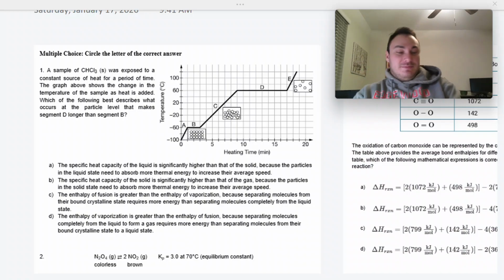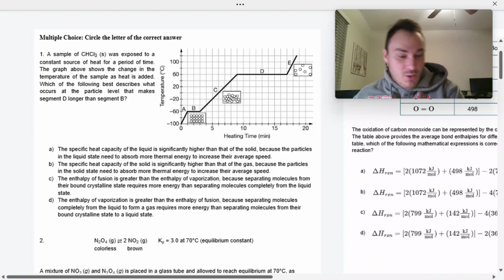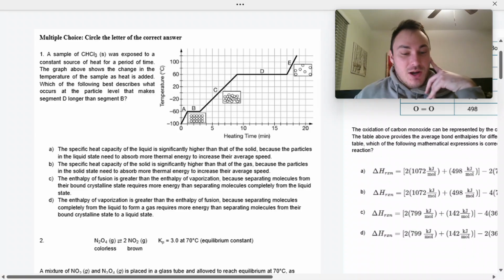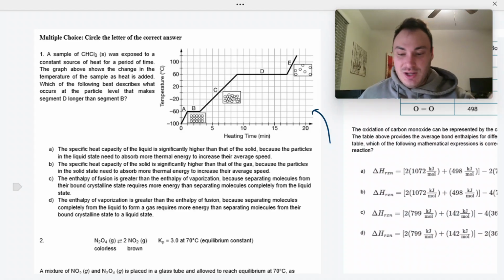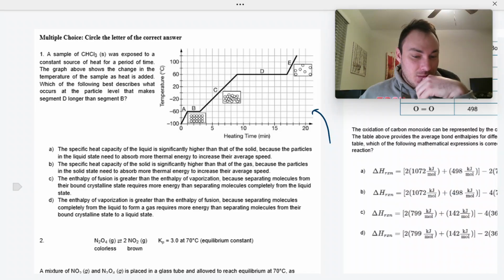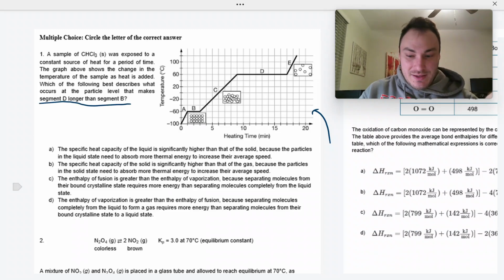Get comfy. All right. A sample is exposed to a constant source of heat for a period of time. The graph above shows the change in the temperature. We know what this graph is. We've seen one of these graphs before. This is just a heat versus temperature curve. Which of the following best describes what occurs at the particle level that makes segment D longer than segment B? So why is this section longer than this section?